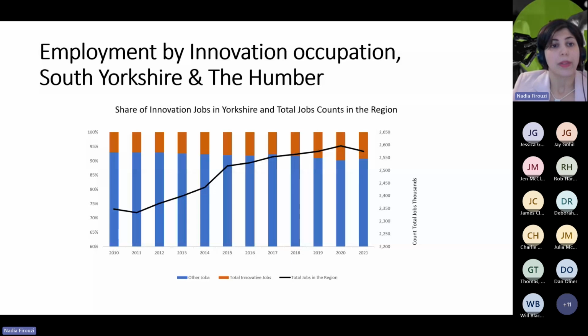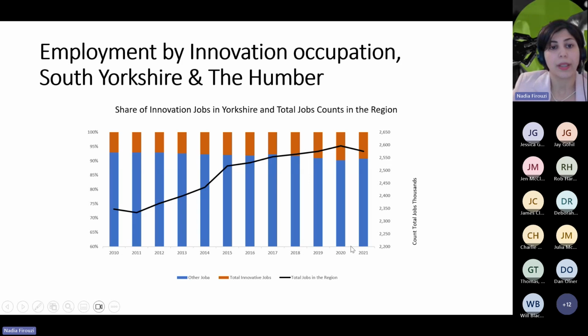This chart specifically is about South Yorkshire and the Humber. The slide shows the share of innovation jobs in employment in this area for the same period, 2010 to 2021. Total jobs in the region, the black line here, grow until 2020, and the share of innovation jobs, in a dark orange, brownish color here, is again about 6 to 8% of the total jobs in that region.